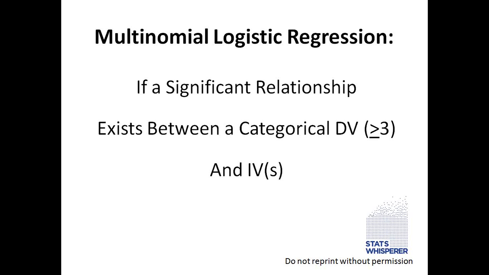The last regression model, multinomial logistic regression. Like I said, this one's a little more sophisticated. I was doing statistical analysis for years and years before I ever did my first multinomial logistic regression, so you're way ahead of the curve on this one. It tells us if there's a significant relationship between a dependent variable with 3 or more categories and the independent variable.